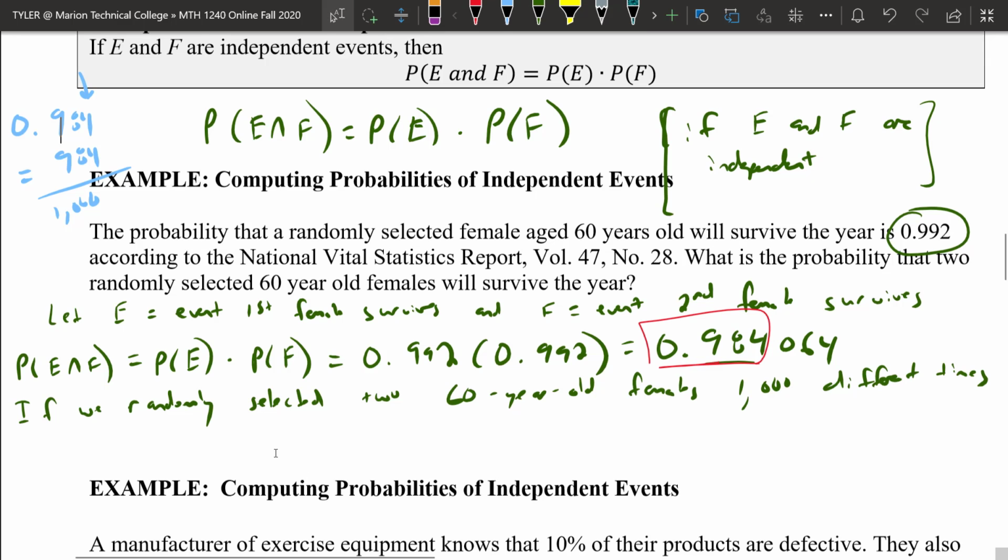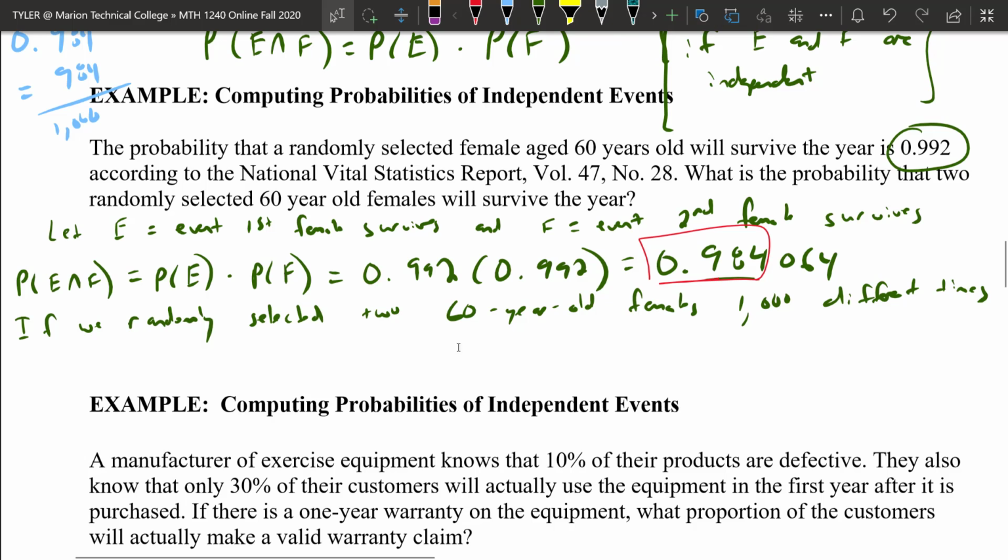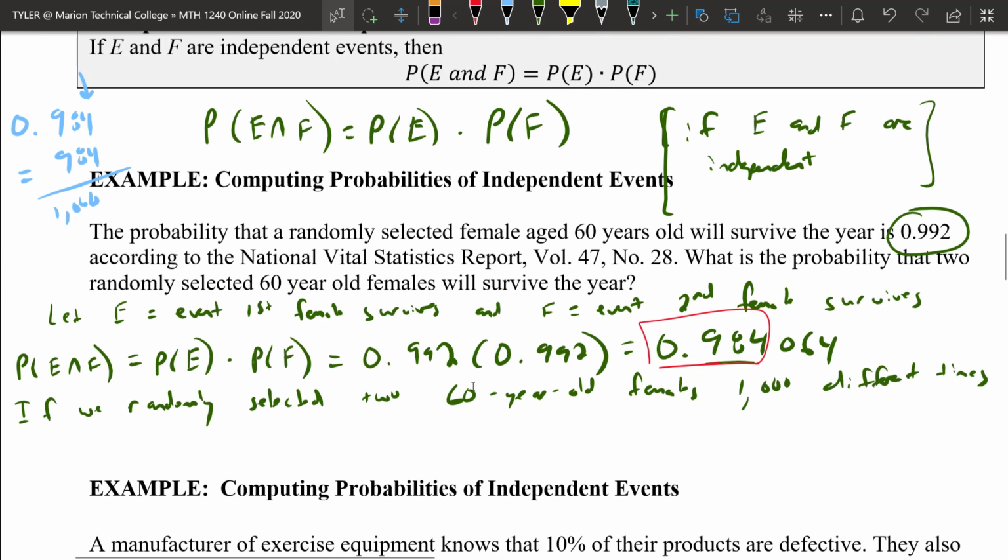So in other words, if we randomly selected two 60-year-old females and we did this 1,000 different times, we would expect both females to survive 1 year in 984 of the samples.